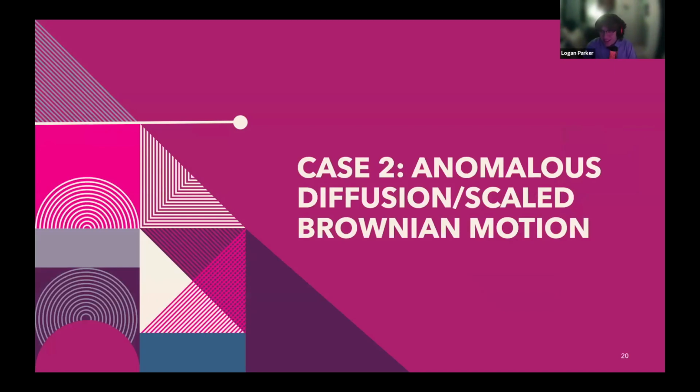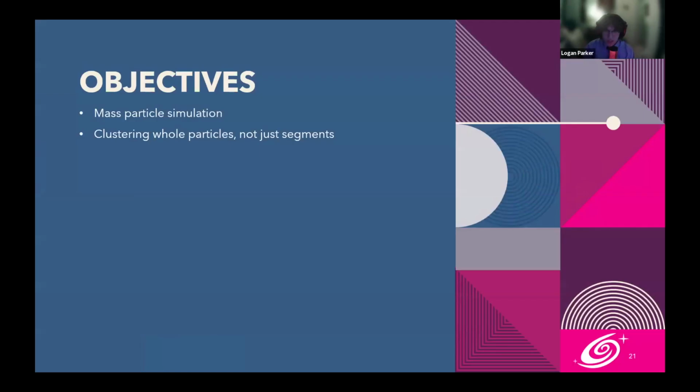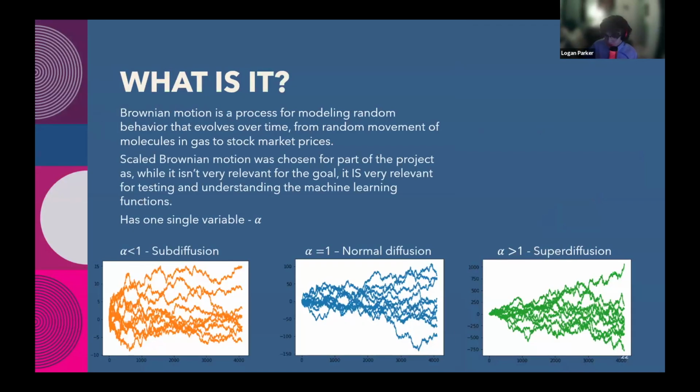So for case 2, I'm gonna just breeze through this one because this is not as relevant to our research, but it was really good practice for just figuring out how to cluster not segments but full on graphs here, because we used scaled Brownian motion to create anomalous diffusion charts, which is essentially an algorithm where we feed it one parameter and it spits back out at us a random graph depending on the number. We were looking at 3 categories, which are subdiffusion, normal diffusion, and super diffusion.